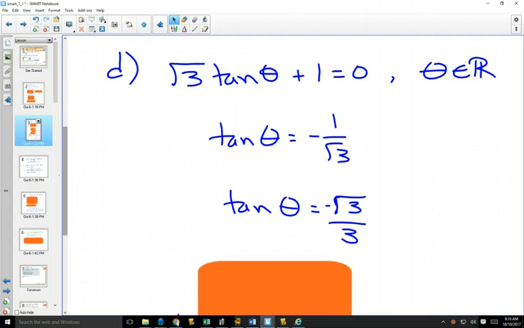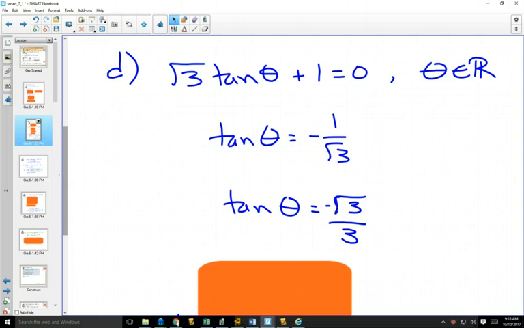So whereas you don't need to rationalize your final answers, you have to be able to know how to do that because you might not recognize 1 over root 3 as being the same as root 3 over 3. And root 3 over 3 is on our unit circle.